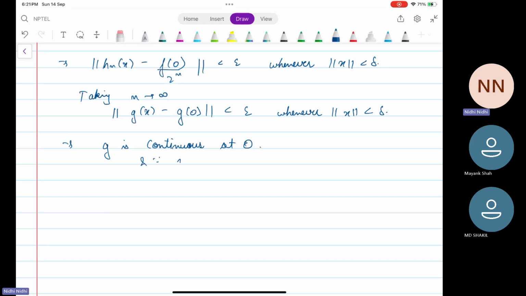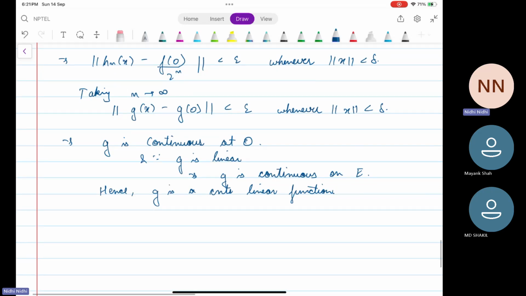And since g is linear, this implies g is continuous on E. Hence, g is a continuous linear function.